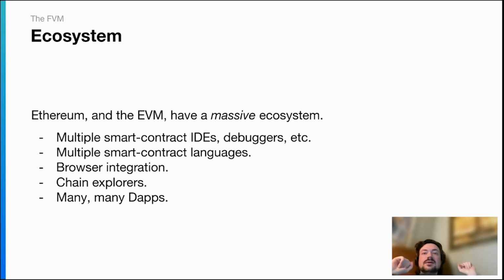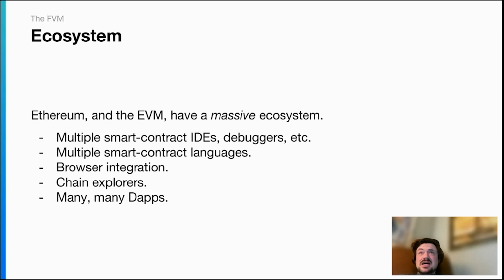However, the benefit of the EVM is its ecosystem. The EVM has a massive ecosystem with multiple smart contract IDEs, debuggers, tooling, all that kind of fun stuff. Multiple smart contract languages, the primary one still being Solidity. There are browser integrations, chain explorers, and a ton of dApps. So this is really what we want.